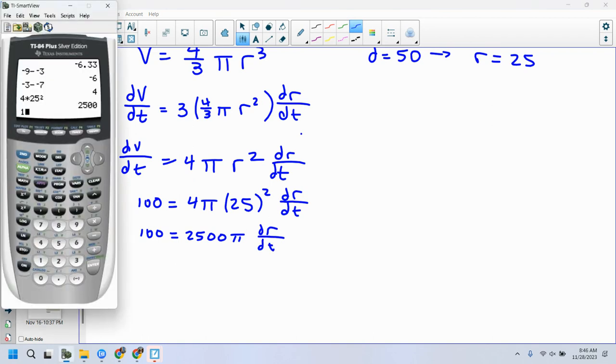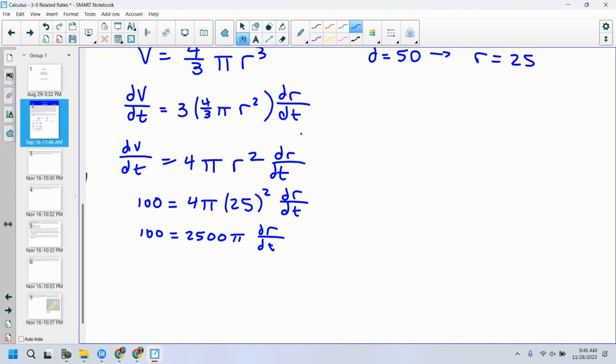Really small number. 100 divided by 2,500 pi. I should really put that in parentheses. There we are. So 0.0127 is dr dt. 0.0127. Perfect. Okay, now what is that? That's the rate of change of the radius.